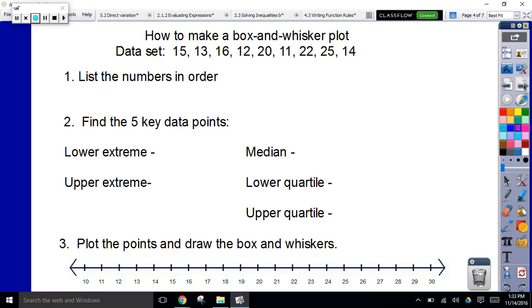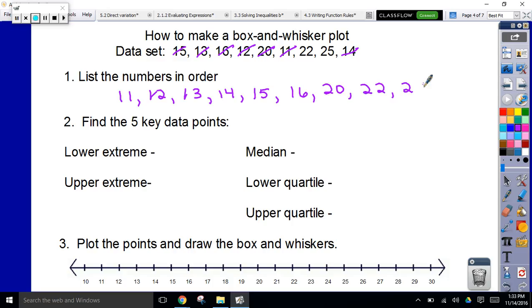So putting these numbers in order, my smallest number is 11. When I put numbers in order, I cross them off as I go to make sure I don't skip any. Next, I have 12. Cross that off. I have a 13. I have a 14. I have a 15. I have a 16. There's no 17, 18, 19. I have a 20. I have a 22. And I have a 25.